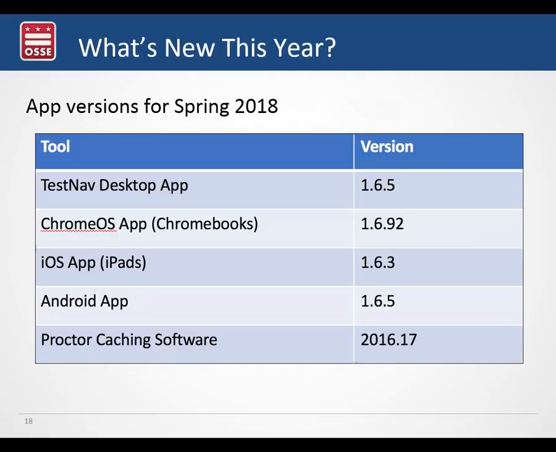Again, app versions for spring of 2018. If you're checking to see which app version you have downloaded, it should be 1.6.5. If you're on the desktop, if you're in a Chromebook, 1.6.92. If you're on an iPad, 1.6.3. Android app, 1.6.5. And then your Proctor caching software, which we will discuss at length later, is the 2016.17.